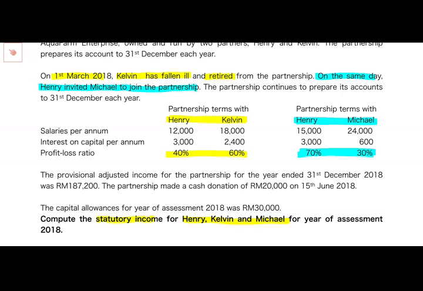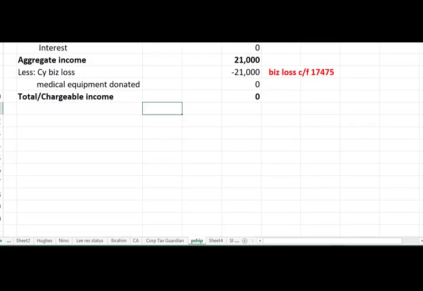Now they gave us the provisional adjusted income is 1872, and now they say the capital allowance is 30,000. So I just want the partnership statutory income. So what you're going to do now is Aqua Farm.